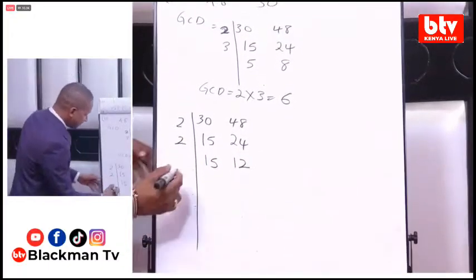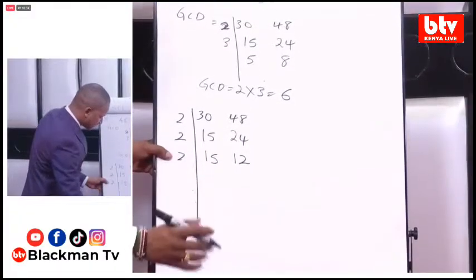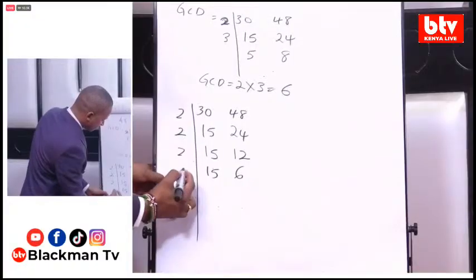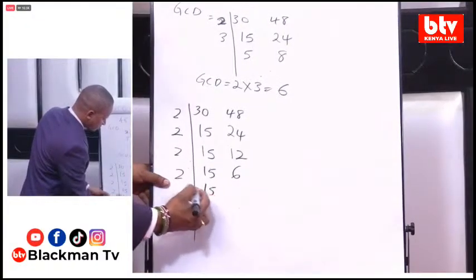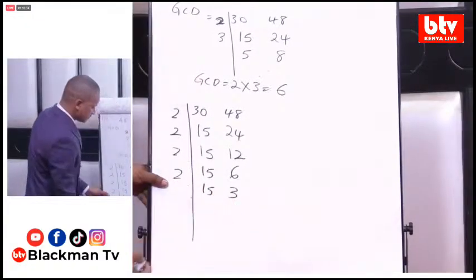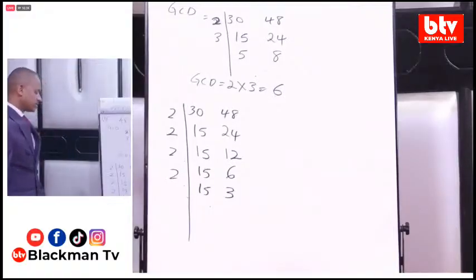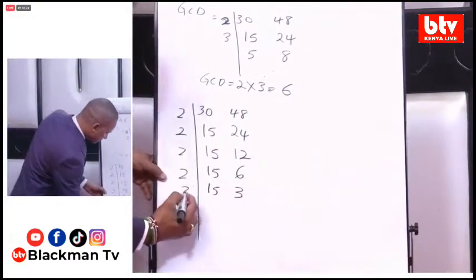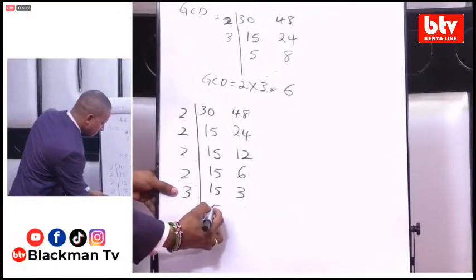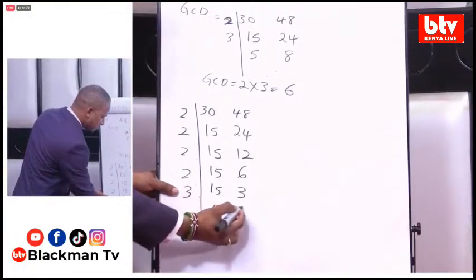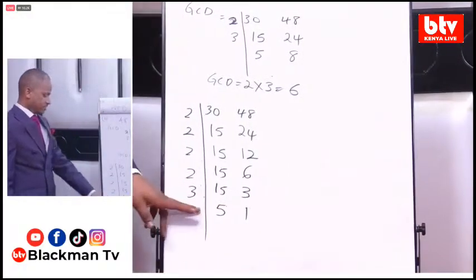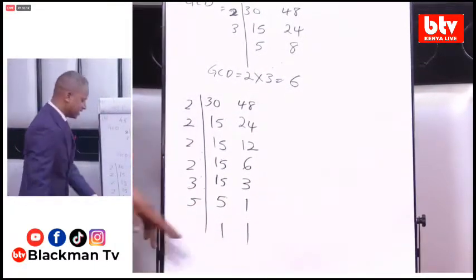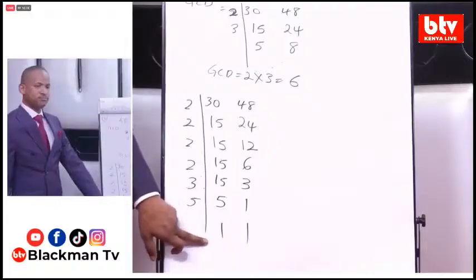Then we get another number, which is 2. Finish with 2 first. You drop 15. 2 goes into 12 6 times. Again 2. Drop 15. 2 goes into 6 3 times. Now, when you reach there, if you use 2, there will be a remainder. You go to the next number, which is 3. 3 goes into 15 5 times. It goes into 3 once. Which number can we use again? 5. 5 goes into 5 once. In LCM, you ensure that this comes to 1 and 1.